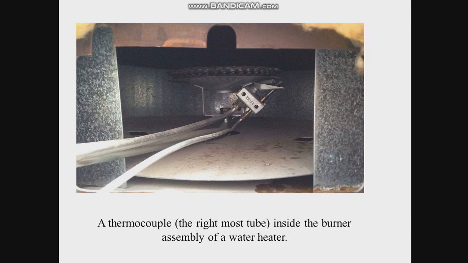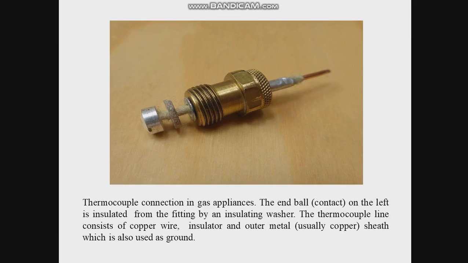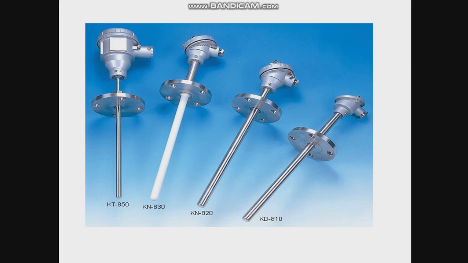A thermocouple, the rightmost tube inside the bundle assembly of a water heater. This is the application part of thermocouple. This is a thermocouple connection in a gas appliance. The end pole contact on the left is insulated from the fitting by an insulating washer. The thermocouple line consists of a wire, insulator and outer metal, usually a copper sheath, which is also used as a ground.